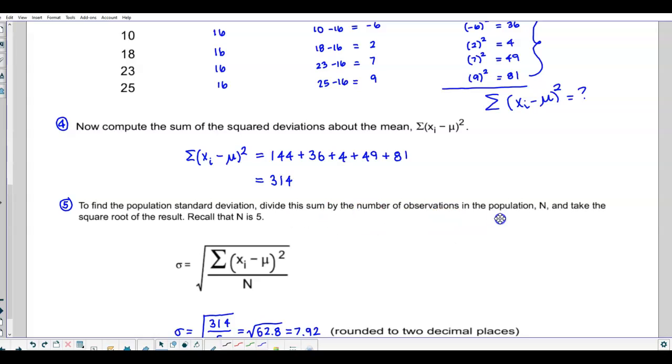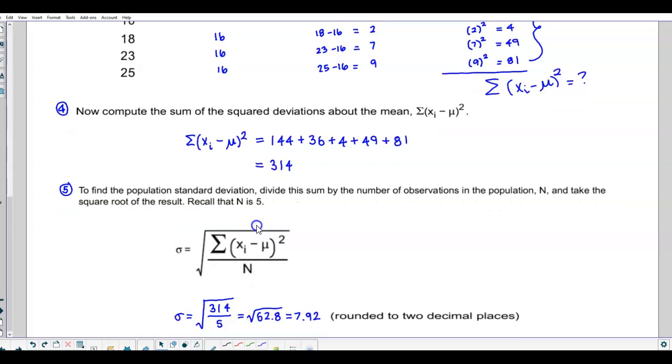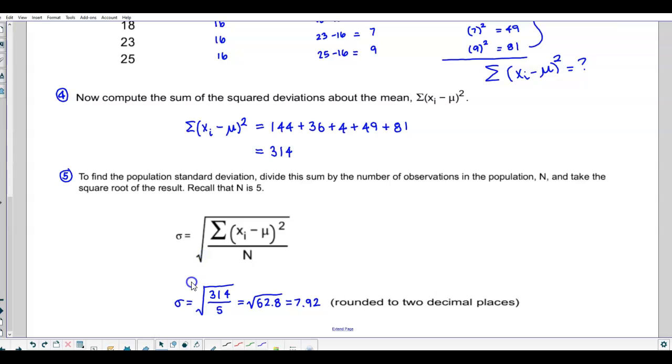Now to find the population standard deviation, we're going to divide this sum by the number of observations in the population n, and then take the square root of the result, and recall that n is equal to 5. So here's our formula. In order to get the population standard deviation, it's going to be the square root of 314 divided by the n observations, which is 5, which gives us the square root of 62.8.